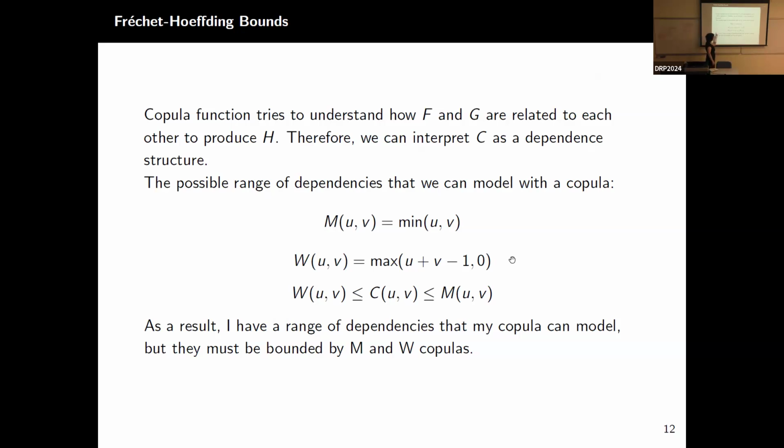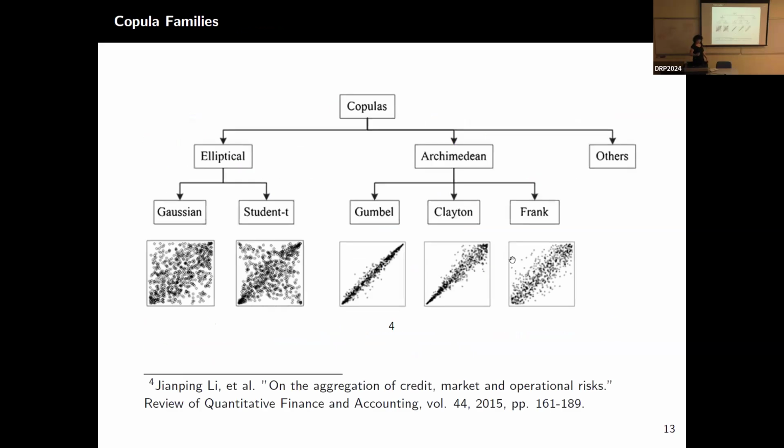So maybe you might ask, what is the boundary that we can model with a copula? And this is known as the M copula and W copula. The W copula is the lowest boundary of this dependency, and the M copula is the upper bound of this dependency. So I have a range of dependencies that my copula can model, but they must be bounded by the M and W copulas. And as you might infer from this image, there exist many copula families. But as I just said, we will only focus on the Gumbel copula part. It has an upper tail dependence. Clayton has a lower tail dependence, and Frank copulas don't have any tail dependency.